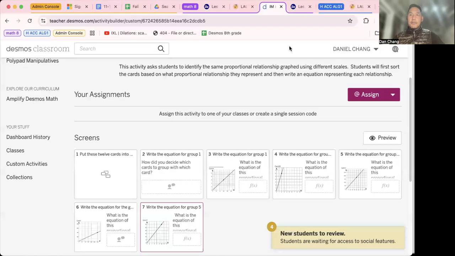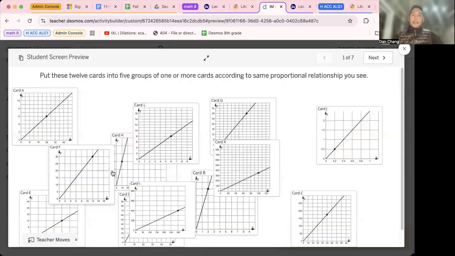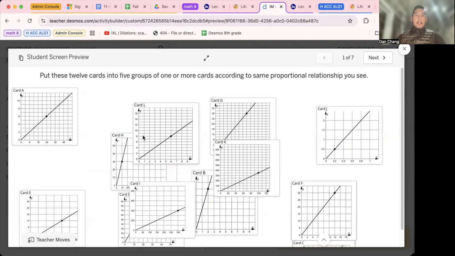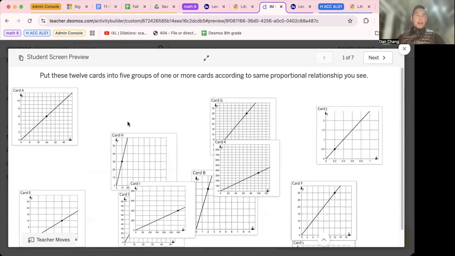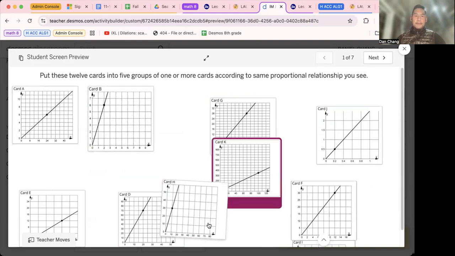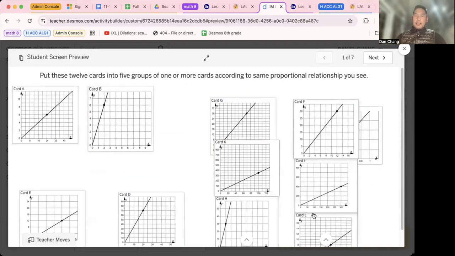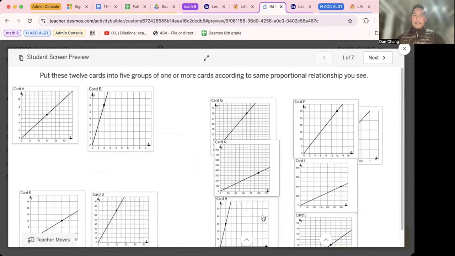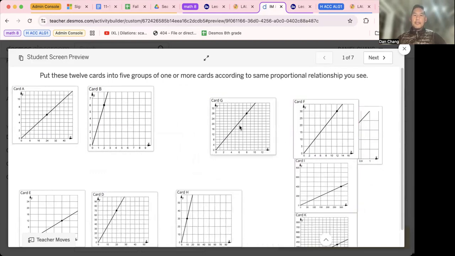So here we go. You're going to be working on Desmos. When you get Desmos up, the first thing you're going to see is this. You've got 12 different cards. Each one of these cards is a proportional relationship. I like organizing my cards, so A, B, C, D, just putting them more or less in alphabetical order.